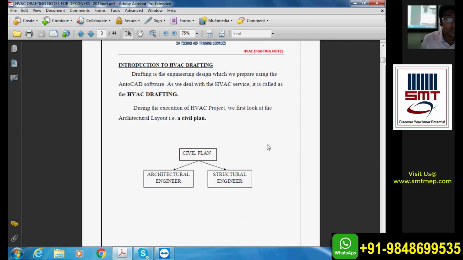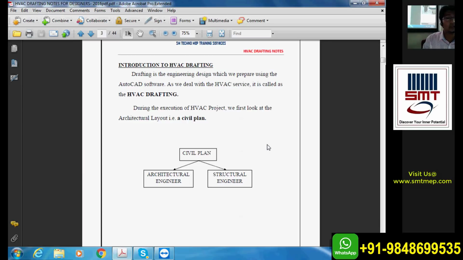All right. So if we're going to continue the reading, that is Introduction to HVAC Drafting. It says drafting is an engineering design which we prepare using the AutoCAD software. All right. As we deal with the HVAC service precisely, only talking about the HVAC, that is heating, ventilating, air conditioning service, it is called as HVAC drafting. If the same thing is going to work on the civil side construction, it will be called a civil drafting. If after the M, you have M from among M.E.P, you have the E segment in below. All right, in between that we'll be considering with electrical drafting.